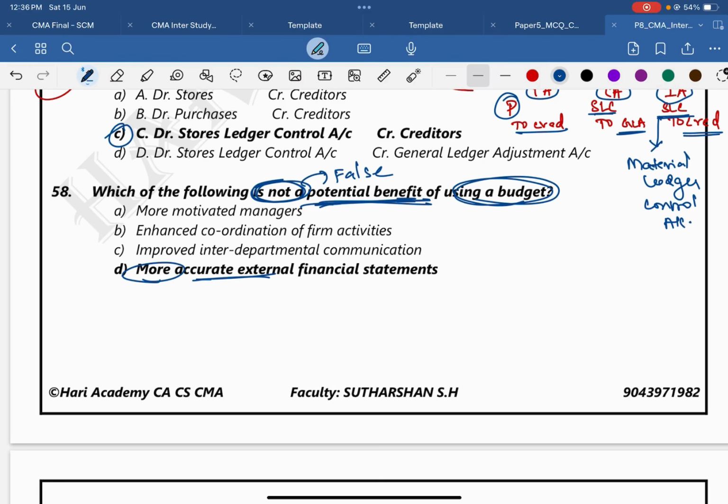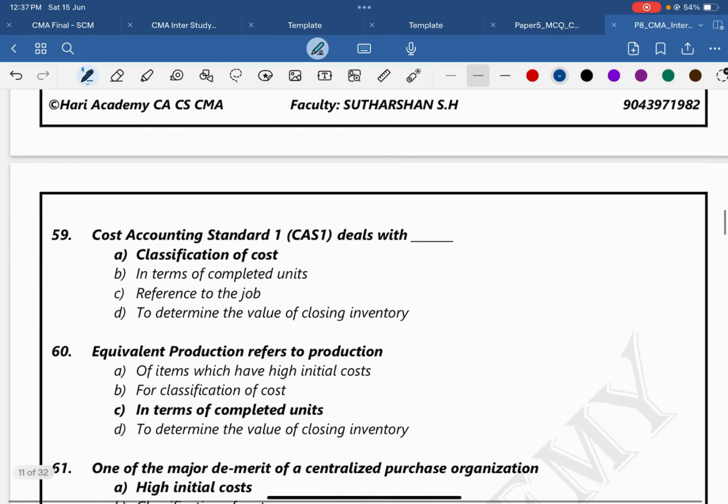More accurate and external financial statements is the correct answer. Okay, it is a basic logical answer only. 59. Cost accounting standards 1 is nothing but your classification of cost.